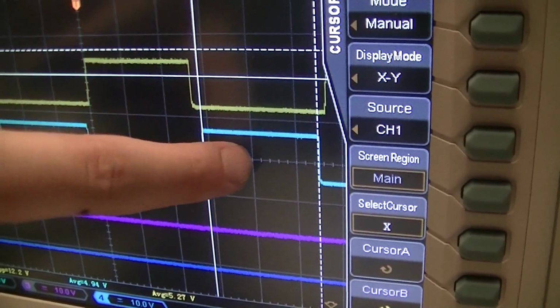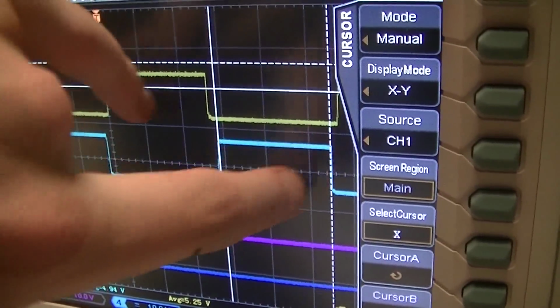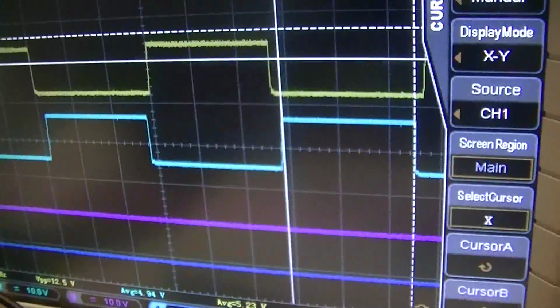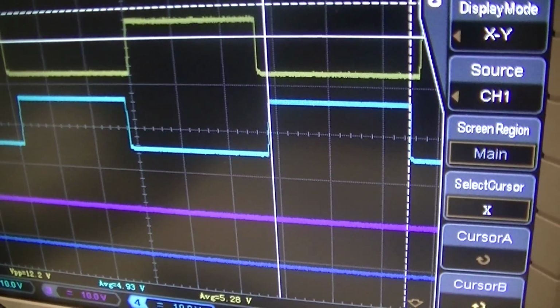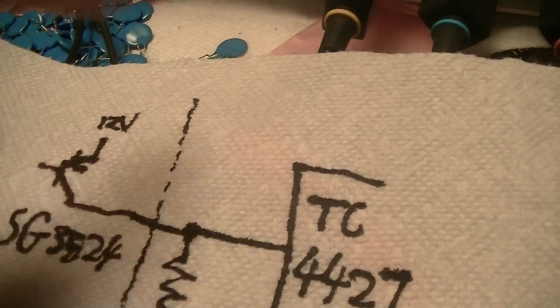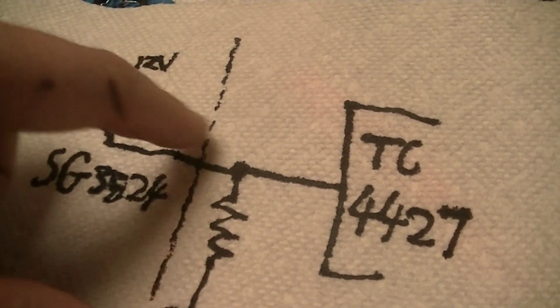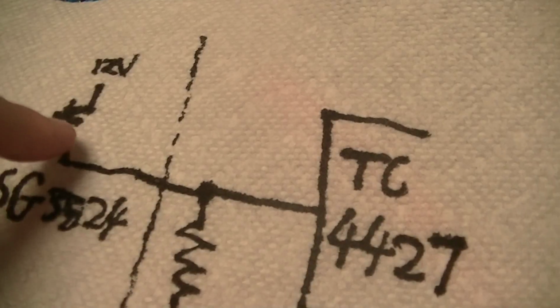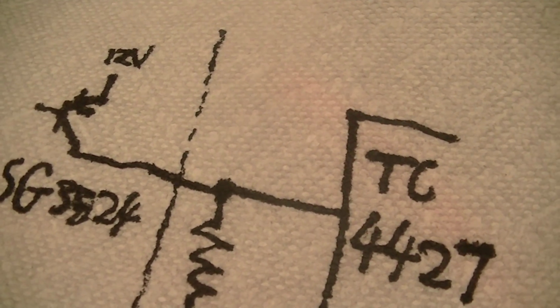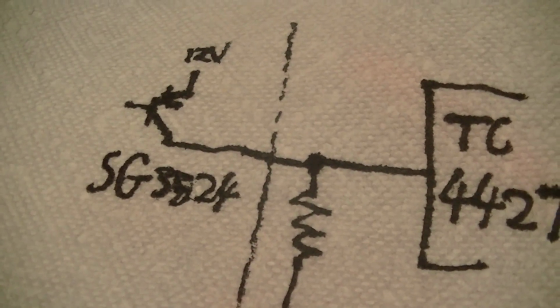And I just measured the widths of both drive pulses, or both output channels on the SG3524, and they are both 13.1 microseconds. So the problem isn't in the SG3524, it's probably in how the TC4427 treats its input. The thing is, I don't know if it'll work with just a single-ended pull-down type drive, or if it needs a much harder drive signal, because this is basically how I have it configured.